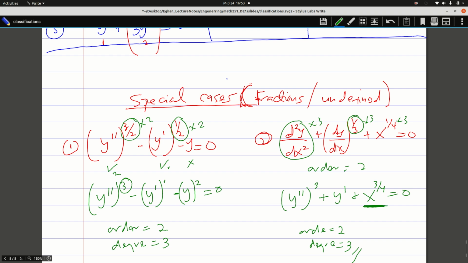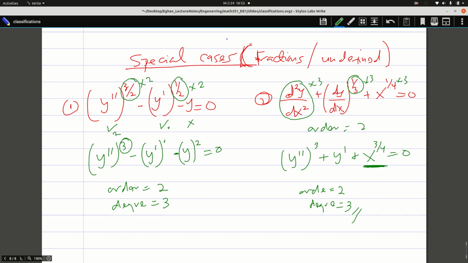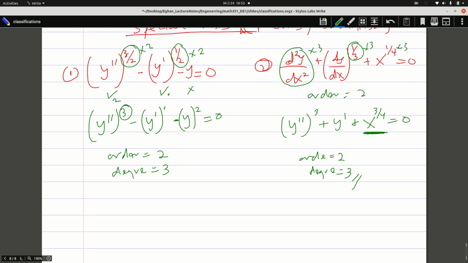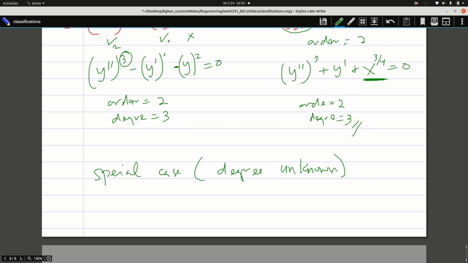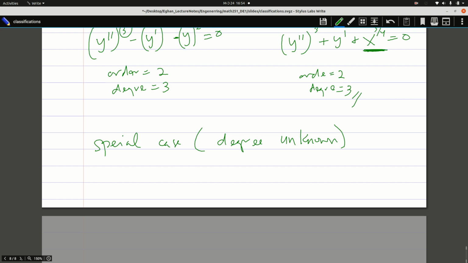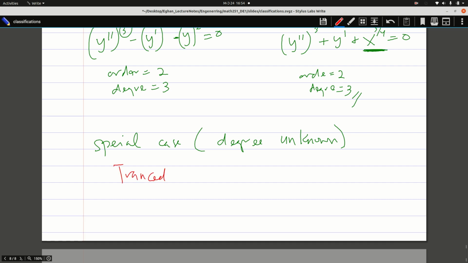Okay. There's another special case where the degree is unknown. Degree unknown. But the order will be known. And how do I tell that? In the instance where, let me use a red pen to emphasize it, in the instance where I have transcendental functions of my derivative, transcendental function of the derivative.